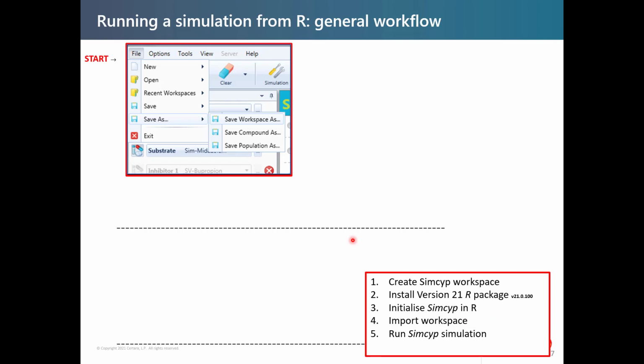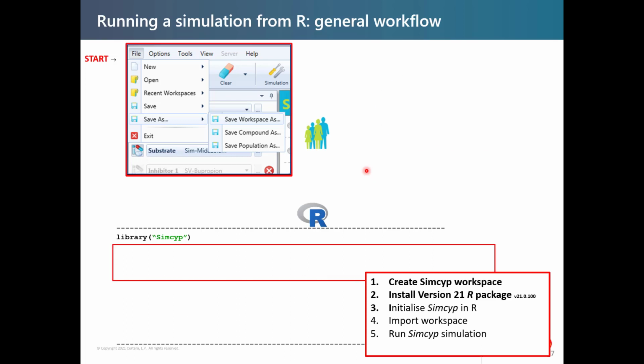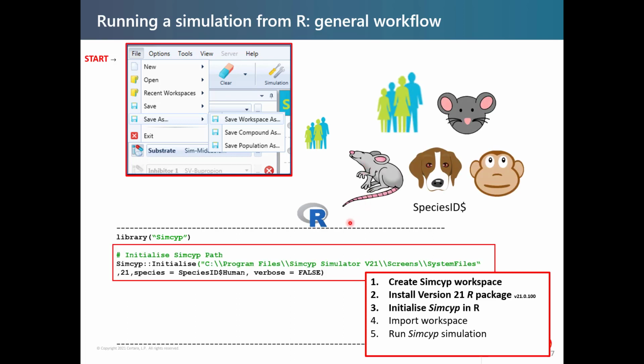In order to do this, the first thing that you need to do is to create your workspace, and this can be done by simply opening up Simcyp Simulator, then saving a file to a workspace. Once you've created your workspace, the next thing that you need to do is to install the version 21 R package into R. Once that is done, the next thing that you can do is then to initialize Simcyp within R.